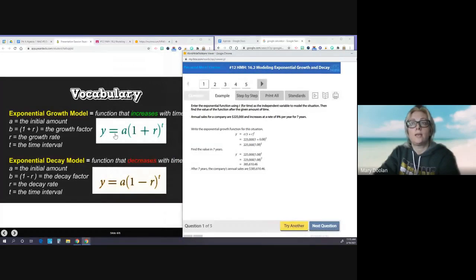Okay, y equals a times 1 plus r to the t power. And then they replace a with the initial amount. They replace r with the decimal version of 8%. And then they simplify what's in the parentheses to 1.08. Now, this is exactly what you have to have typed in. If you forget the comma, it's wrong. If you don't add 1 and 0.08, it's wrong.